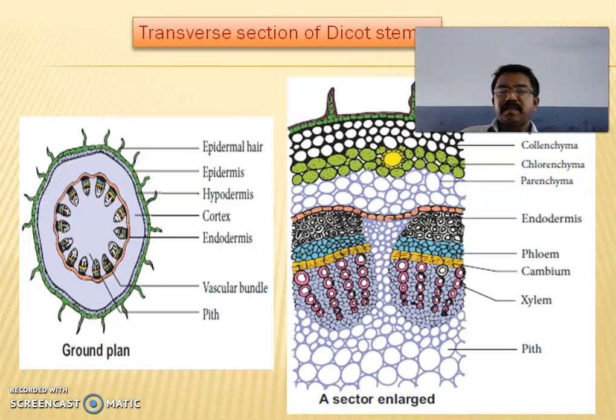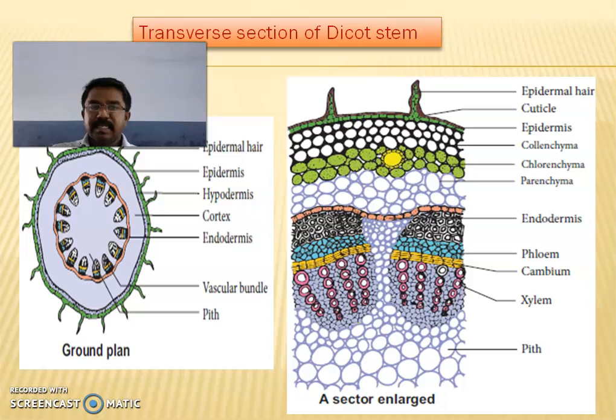Transverse section of dicot stem. It is a ground plant. Outermost layer, epidermis, with epidermal hairs. In this, the green region is called epidermis. After that, hypodermis. The white region is called cortex. These lines are called endodermis. See, this is a vascular bundle. The innermost region is called pith.